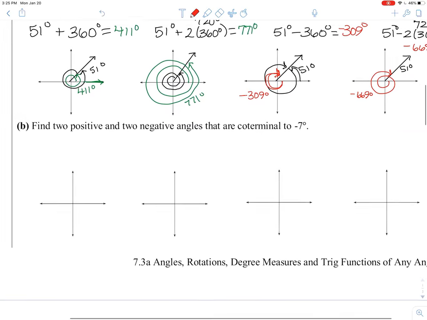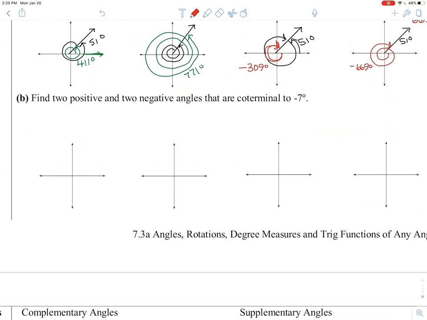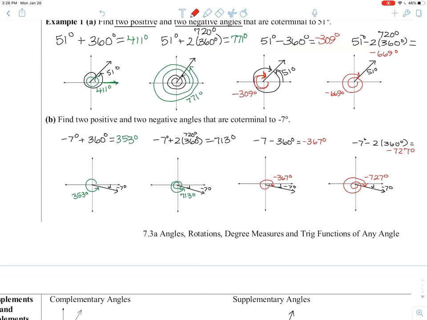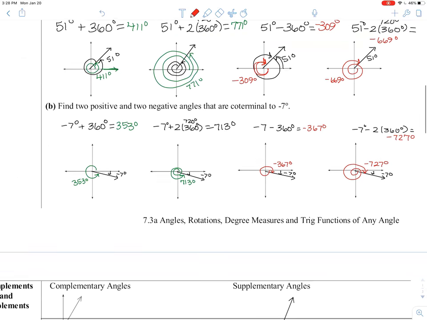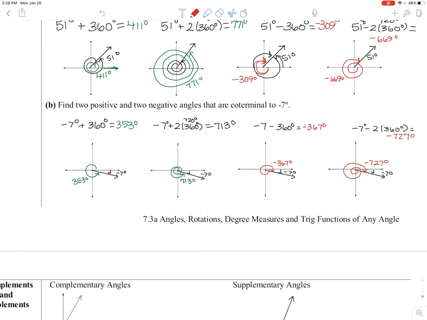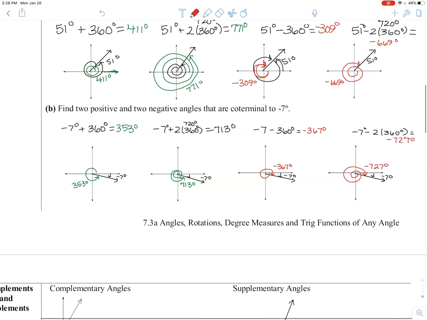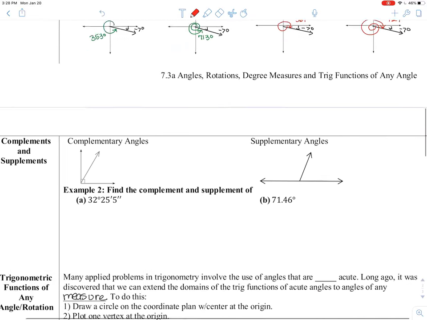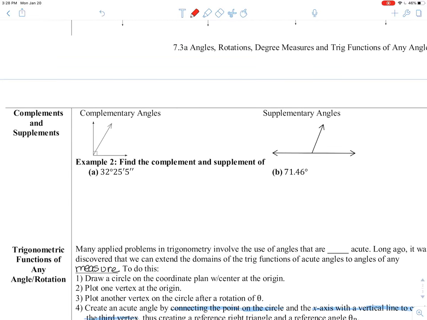Okay. All right, so what you could do is go ahead and try to do the positive and negative, two positive, two negative angles that are coterminal. There you have some examples of how to find coterminal angles. And then of course you can pick any multiples of 360 that you like, but I will only be doing two consecutive above an angle and two consecutive below an angle.